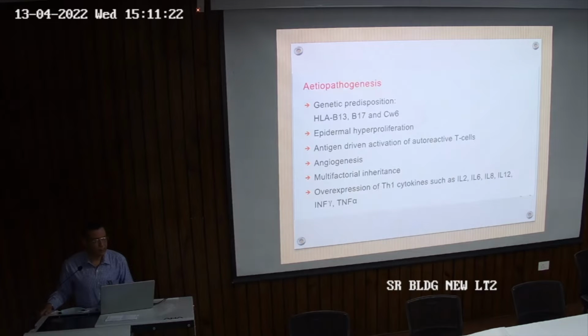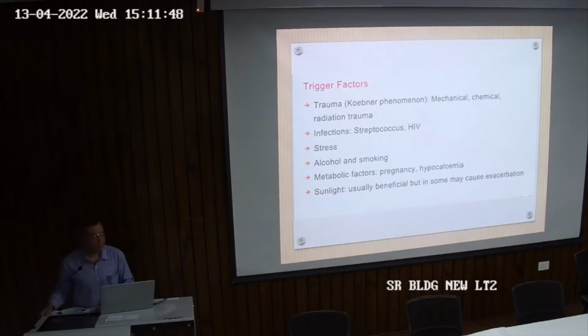Then antigen driven activation of autoreactive T cells, these are the responsible for this faster division of keratinocytes. Angiogenesis, vascular factors are involved, that is why the lesions are red. Multifactorial inheritance, over expression of T helper 1 cytokines, such as all this is a long list, which leads to inflammation, which leads to itching. And what are the trigger factors in cases of psoriasis? Sometimes patient of psoriasis is in remission for many months, many years, but suddenly the lesions they erupt over the body. So these are the triggers which leads to eruption of the various plaques.